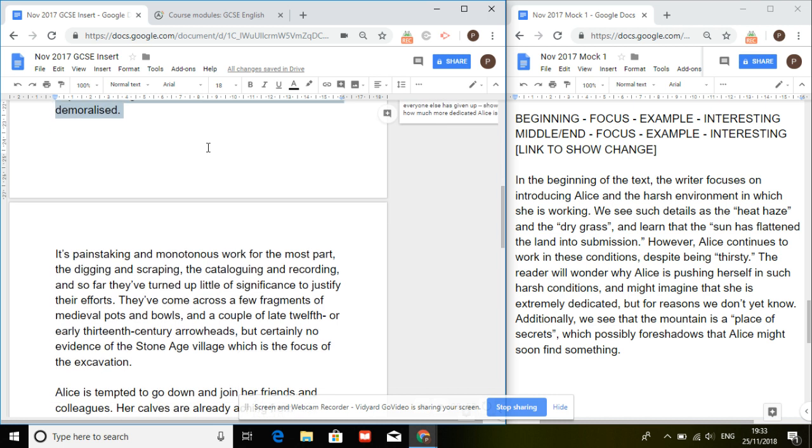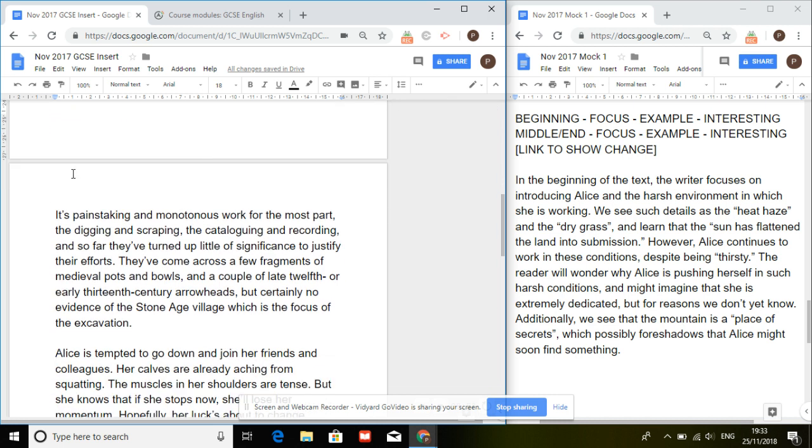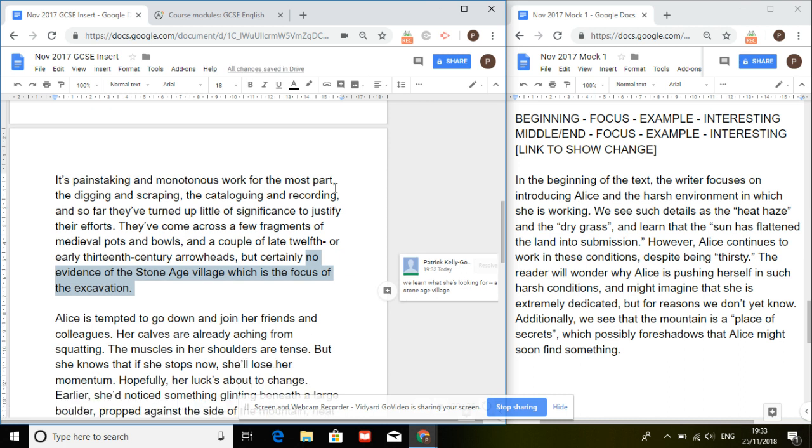Now, here we're learning about what they're searching for. Medieval pots and bowls, some arrowheads, and no evidence of the Stone Age village, which is the focus of the excavation. So here we're learning what she's looking for. Stone Age village. This might be something to write about too.